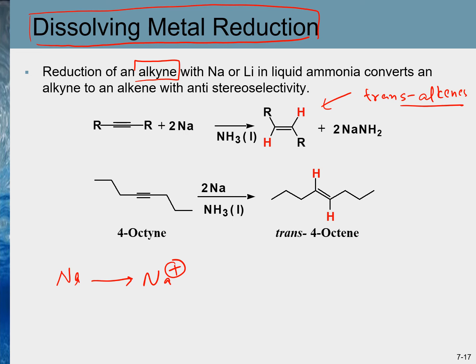So reduction by sodium or lithium in presence of liquid ammonia is also stereoselective, and the reduction results in addition of hydrogen atoms in anti position. So hence the alkene which is formed as a result will be a trans alkene.